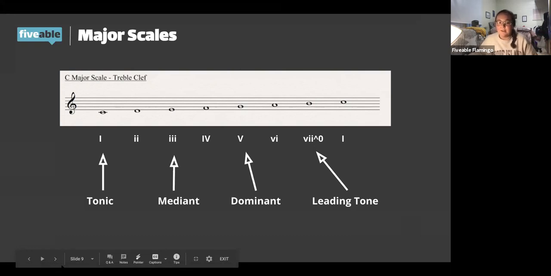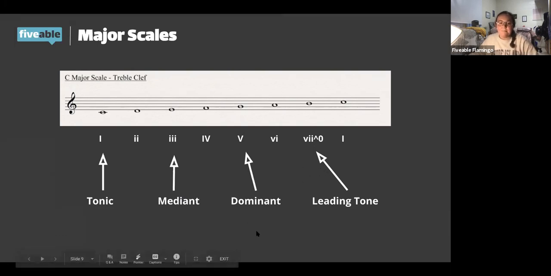So major scales. I want to emphasize the Roman numerals that we use within major scales, and also that the first scale degree is the tonic, the fifth is the dominant, and the seventh is the leading tone here.